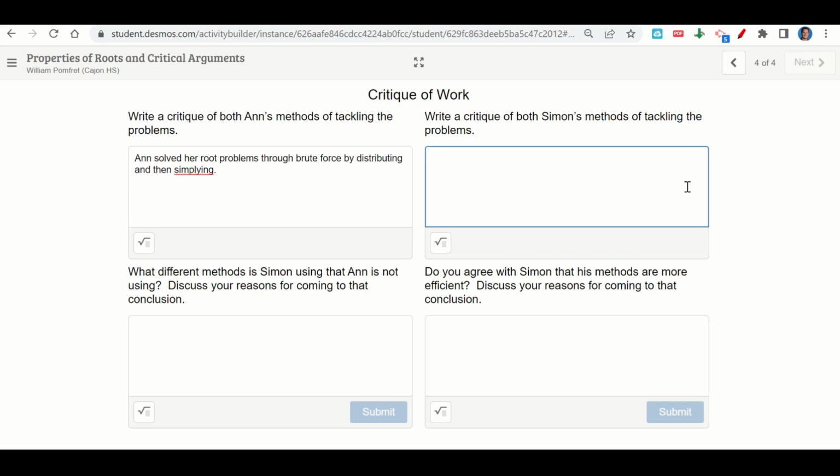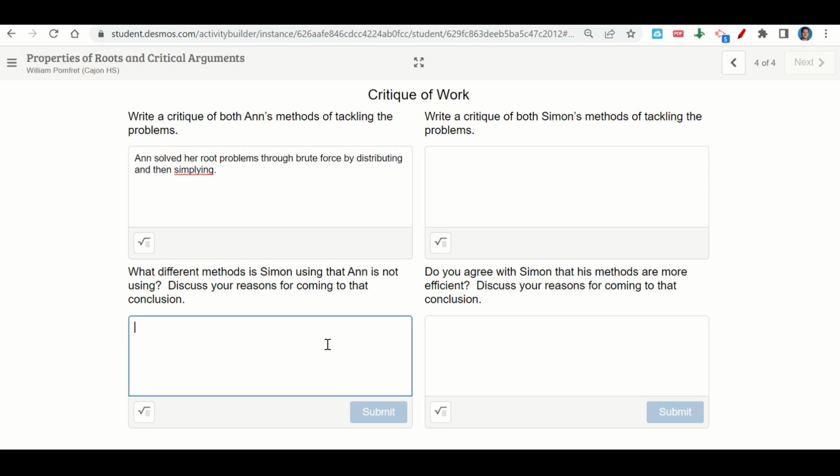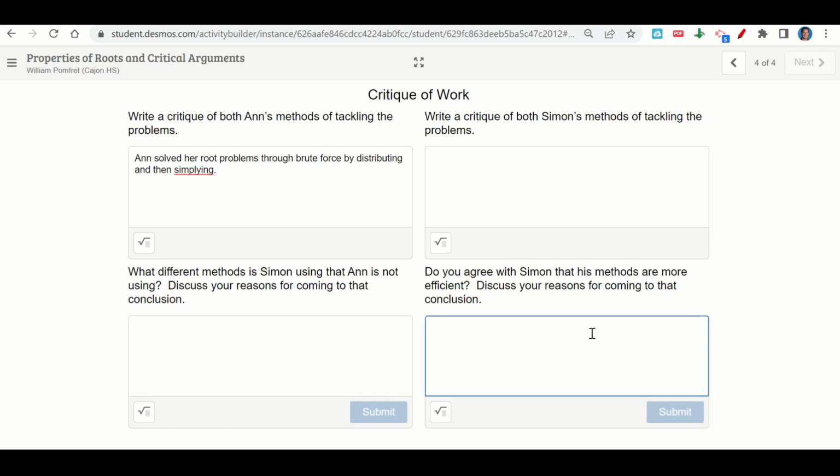So he used difference of squares. He used difference of cubes. He used common factors and factoring. He did a lot of those kinds of things. So what different methods is Simon using that Anne is not using? And then the last question is, which one do you think are more efficient? Do you think Simon is more efficient than Anne? And if you do think so, why do you think so? So you'll go ahead and answer each of these questions.